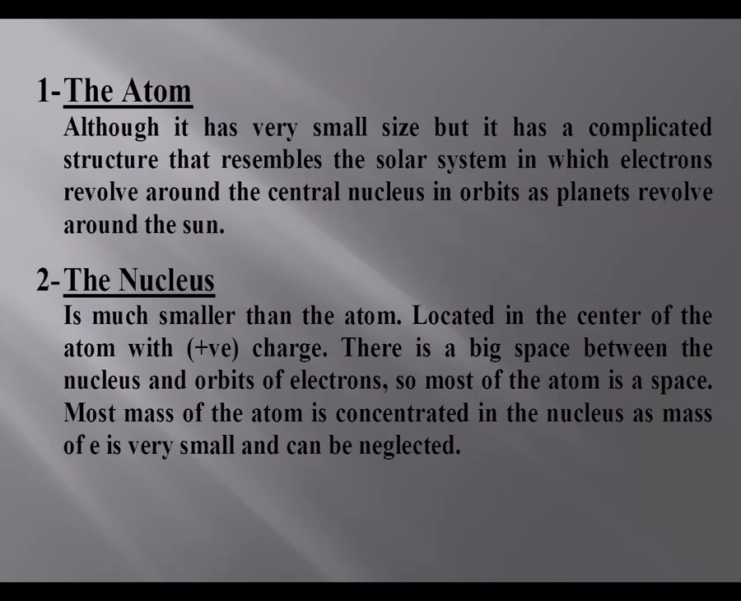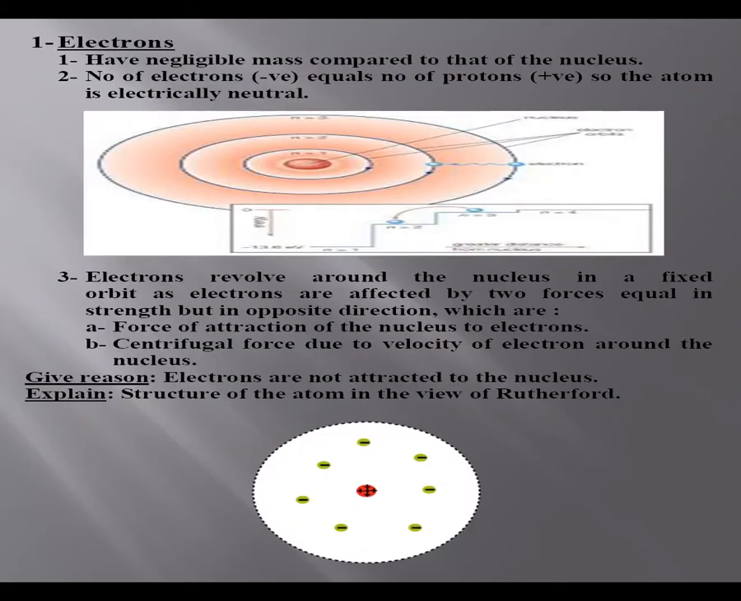So most of the atom is space, and most of the mass is concentrated inside the nucleus, and the mass of electrons is neglected relative to the mass of protons and neutrons. For electrons, he supposed that electrons have a negligible mass compared with the mass of the nucleus, as we said a while ago. Number 2, the number of electrons equals the number of protons, so the atom is electrically neutral.